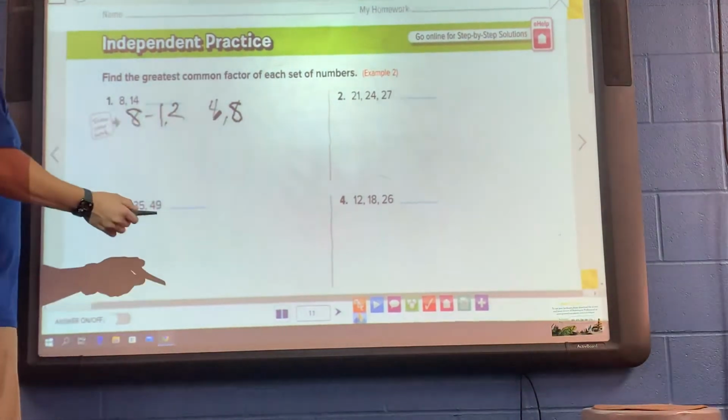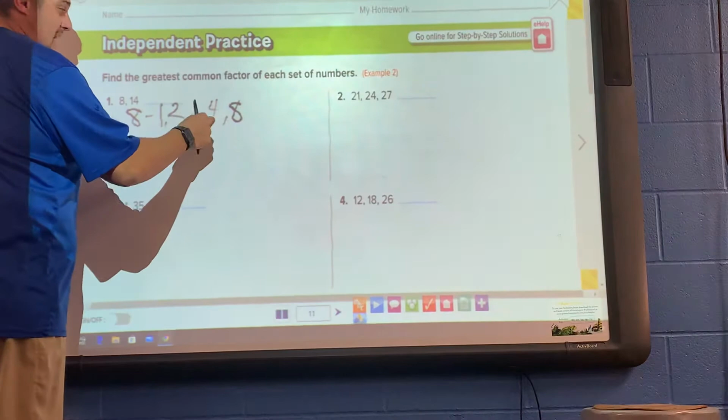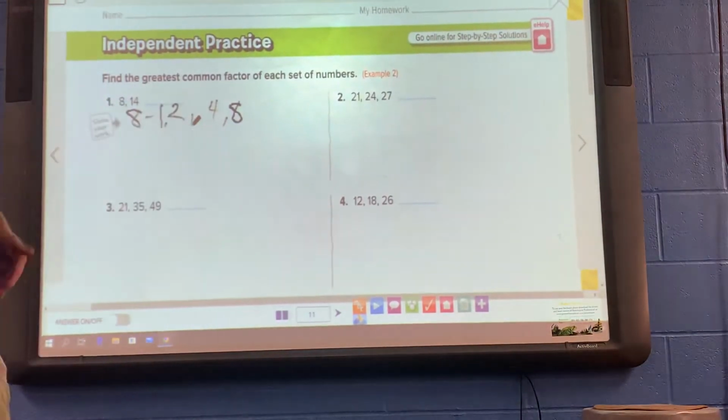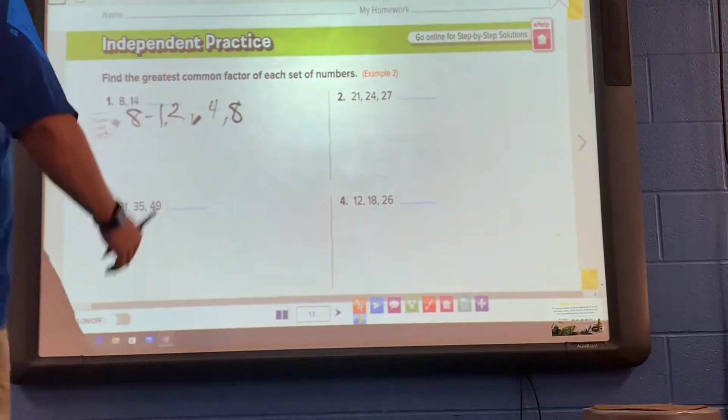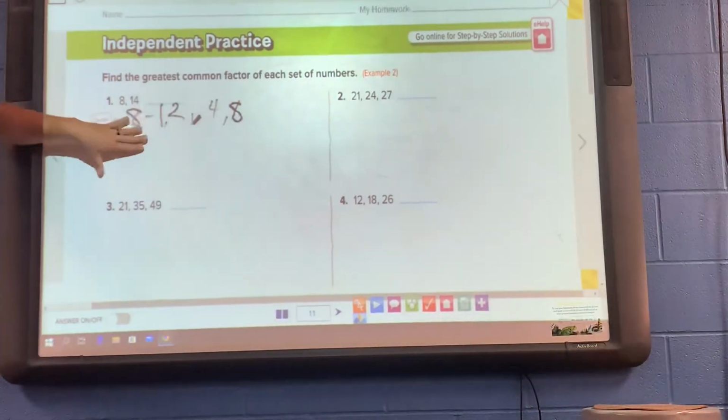Okay, does 3 go in 8? Nope. But now we're back at 4. So we're done. Once you hit that other factor, that's why I do it this way. So if you hit that other factor, you're done. You can't go any more than that, because these are all the numbers that go into 8.